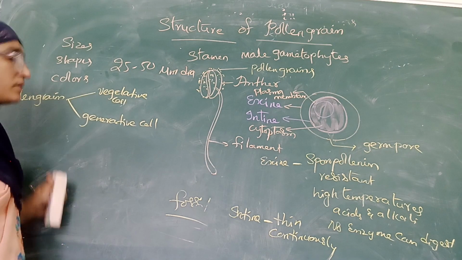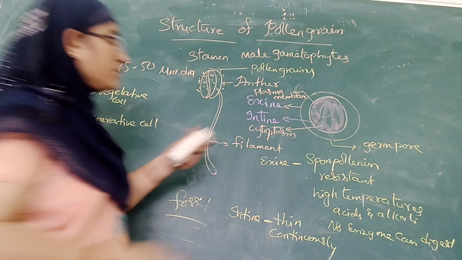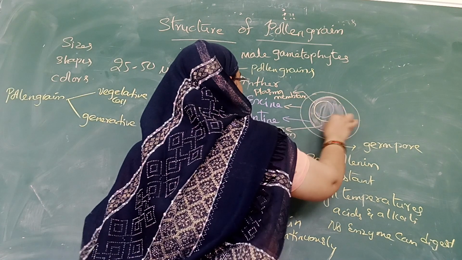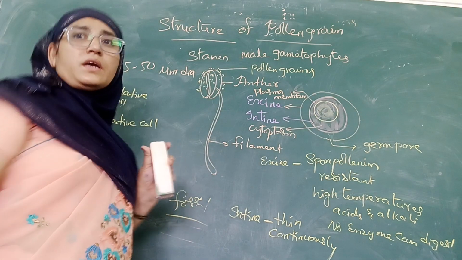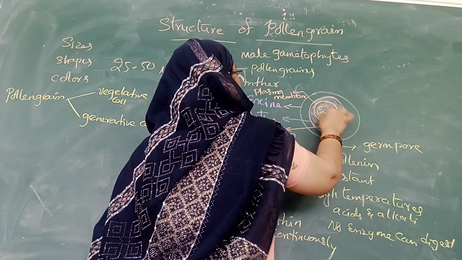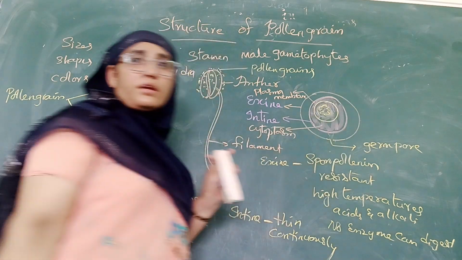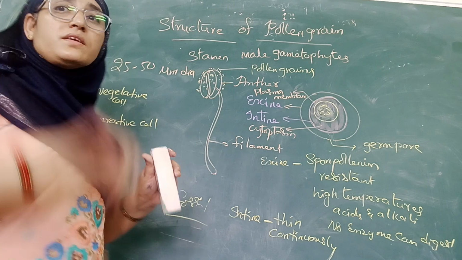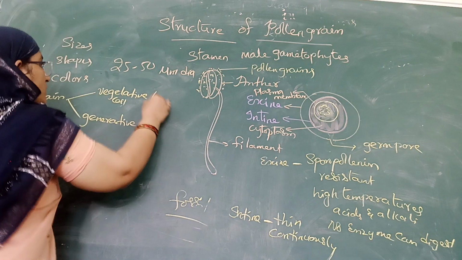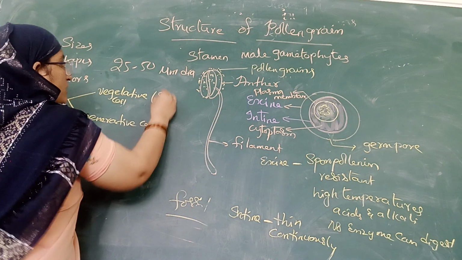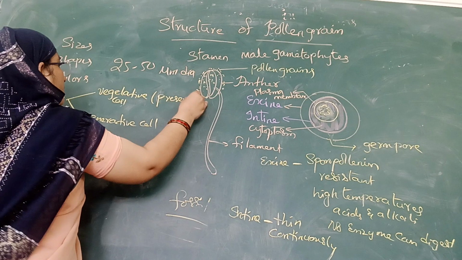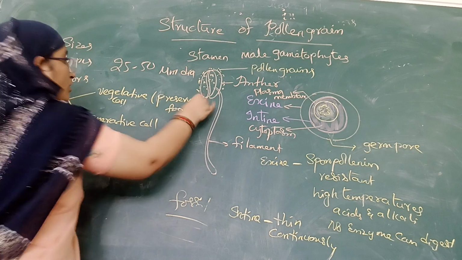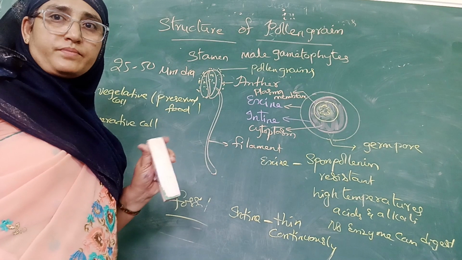The vegetative cell is bigger in size. It is a bigger cell inside the pollen grain, filled with dense cytoplasm, and it has an irregular nucleus. It contains stored or preserved food. It contains a lot of food material, right?